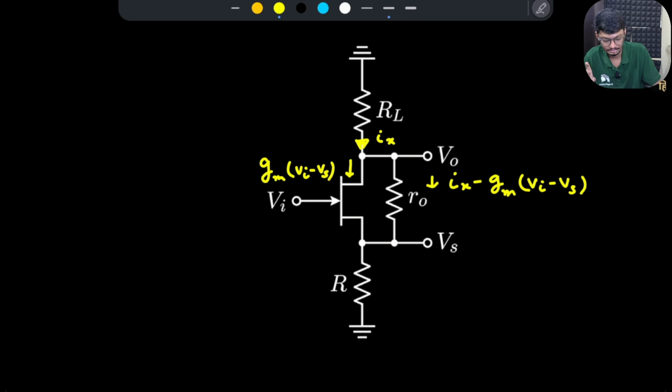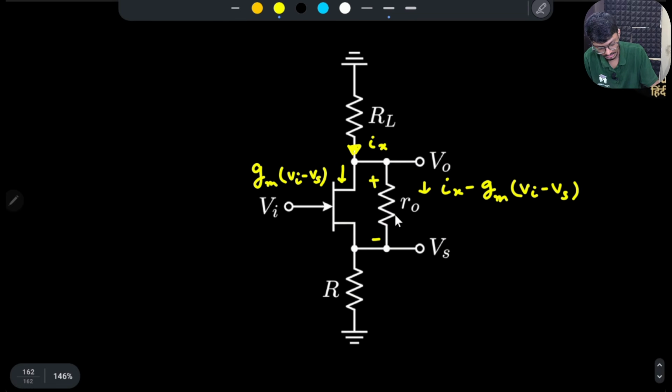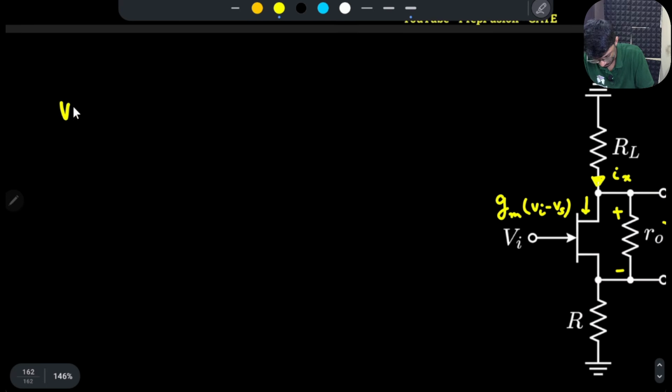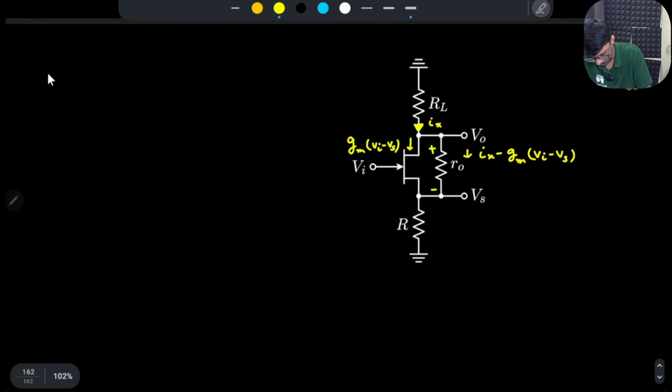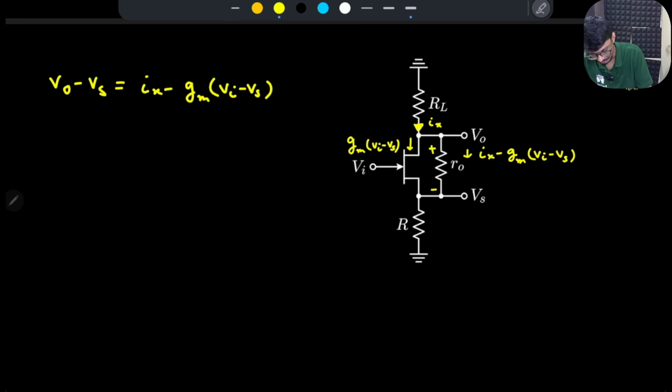Now if I know this current, do I know the drop across this? Yes, I do, right? So what is the drop across this? The drop across this is VO minus VS. So I can write VO minus VS, that will be equal to what? VO minus VS will be equal to this current into its resistance, that is Ix minus Gm times Vi minus Vs, into the resistance, that is RO.